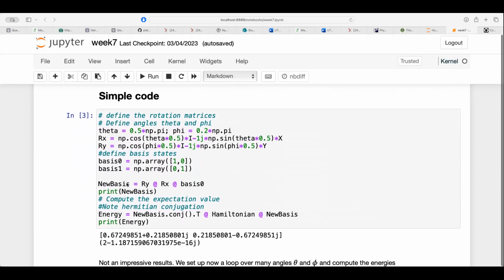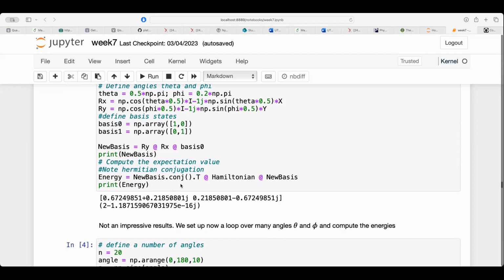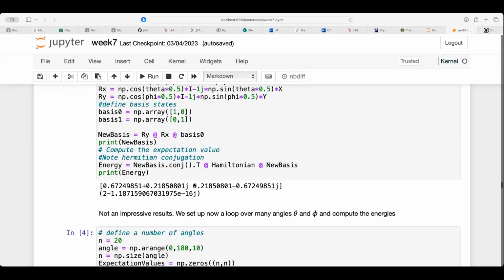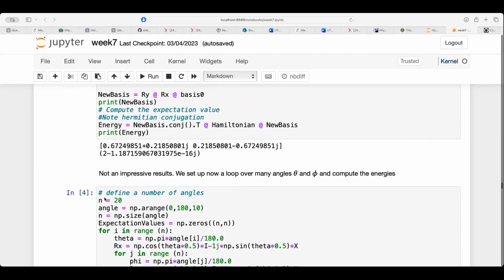So this is more brute force, just to show you the basics. And we have the new basis, we perform the rotation, and then we calculate the energy, as you can see here. And this is what we did last time. And the energy should be 0.98, and this is not very impressive.